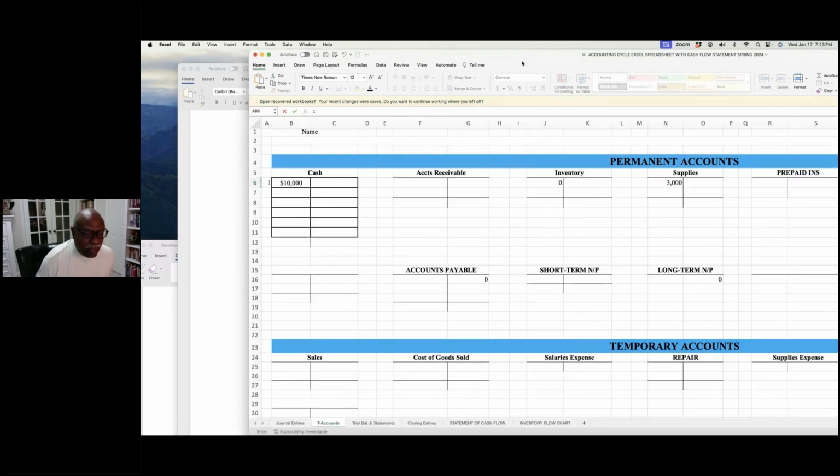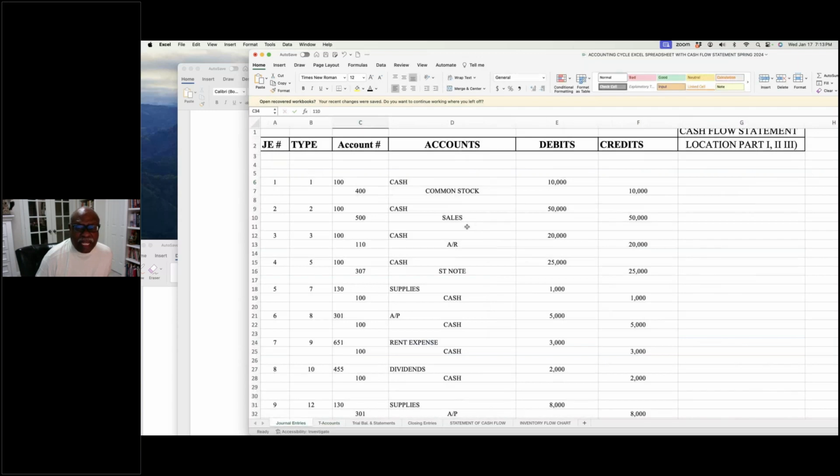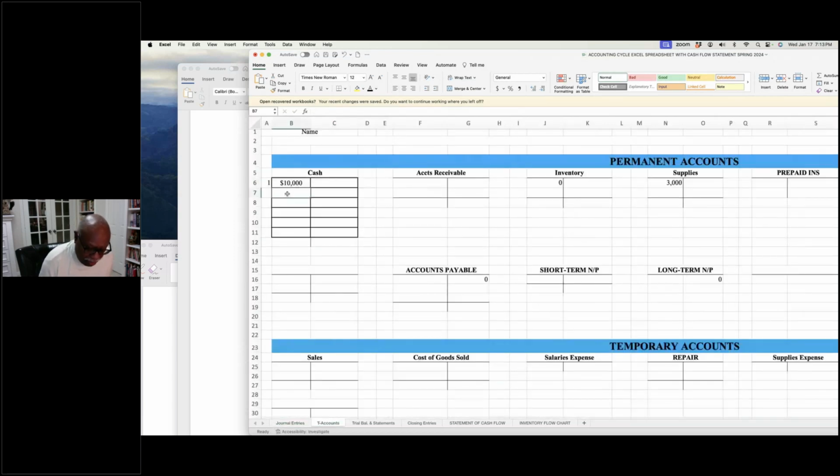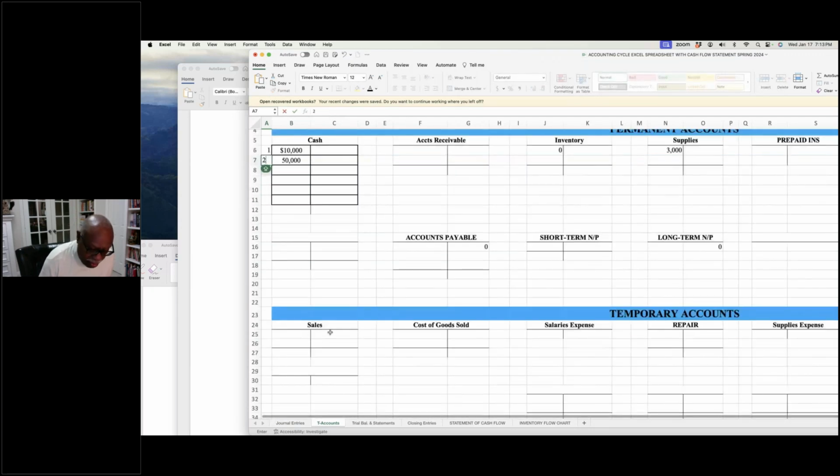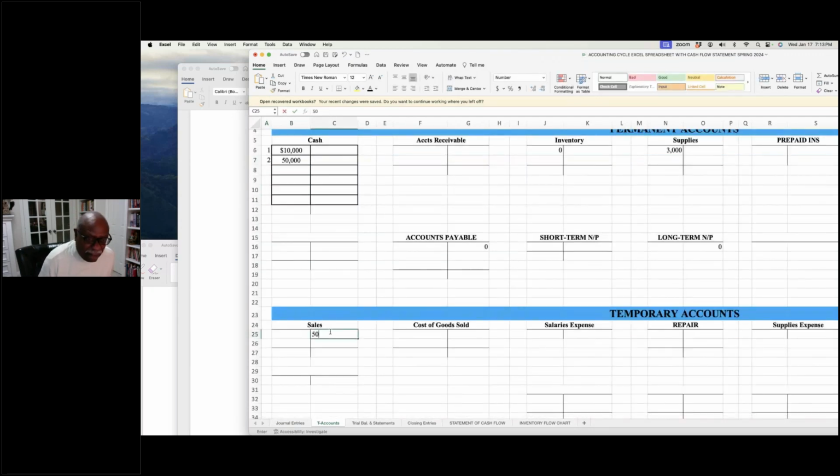I'll do one more for you. We had cash sales of 50,000. So we're going to come to the T accounts. We're going to put 50,000 in here, and that's going to be transaction 2. We're going to go down to sales and we're going to put 50,000, and that's going to be transaction 2.